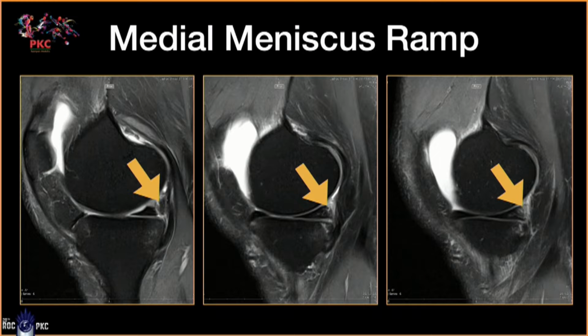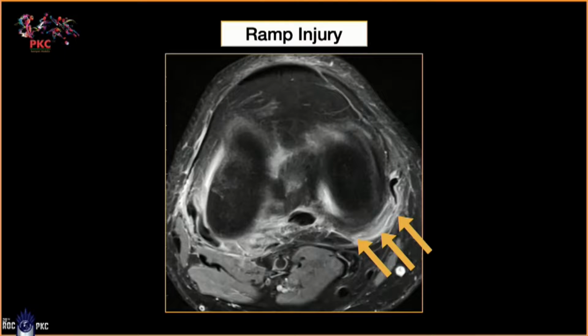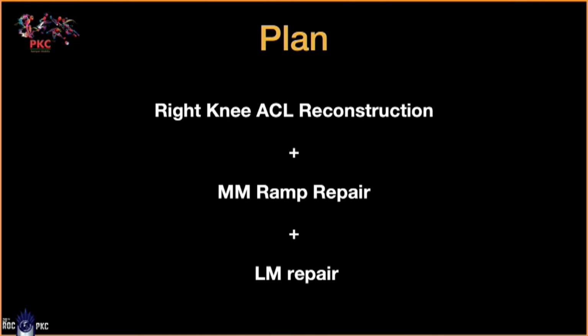He also does have a medial meniscus ramp lesion, signals predominantly in the meniscocapsular side. And that's again the ramp signal seen on the axial view. So the plan is to perform a right knee ACL reconstruction along with a medial meniscus ramp repair and the lateral meniscus repair. And Peter will walk you through his case plan.